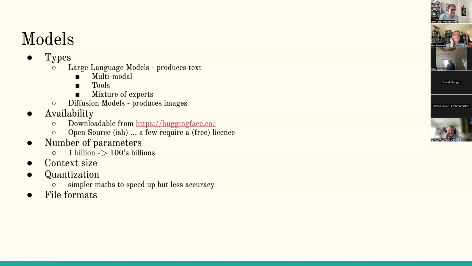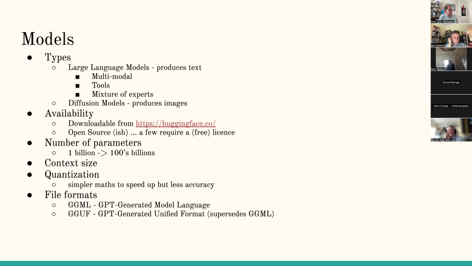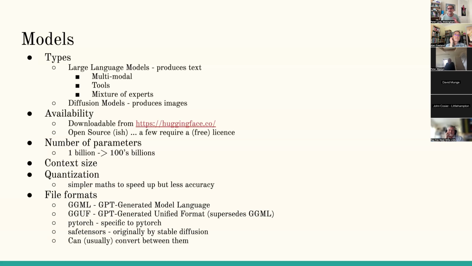And also models have different file formats, unfortunately. So we've got GGML, which comes from OpenAI, which is GPT generated model language. We have GGUF, which is a unified format. We've got PyTorch, which is specific to the Python torch. We've got safetensors, which comes from Stable Diffusion. So you go onto Hugging Face, you can get files in these different formats, but you can usually convert between them. So don't worry too much about those. You might have to do some conversions locally.